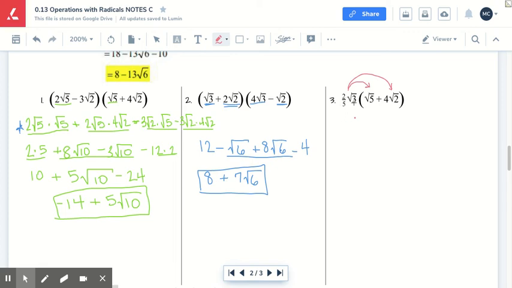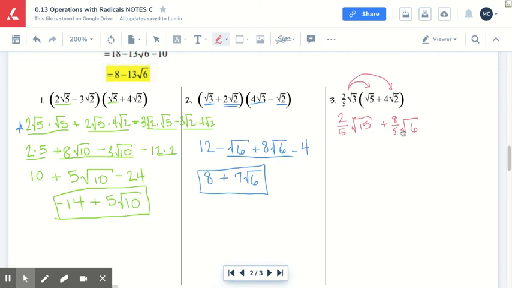So 2/5 root 3 times root 5. The 2/5 is just going to stay in the front. And then the root 3 times the root 5, I can multiply those together. So 3 times 5 is 15. And then I've got 2/5 root 3 times 4 root 2. So the 2/5 times 4 would be 8/5. And the root 3 times the root 2 would be root 6. Okay, now the radicands on these two do not match. So that means I cannot combine them.